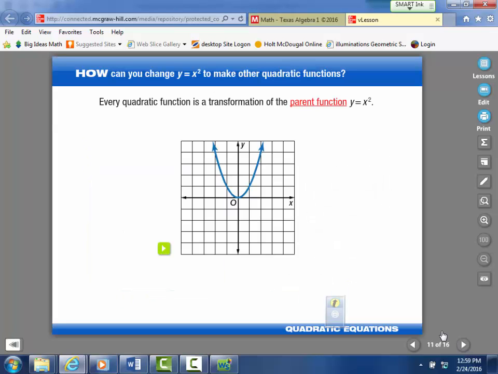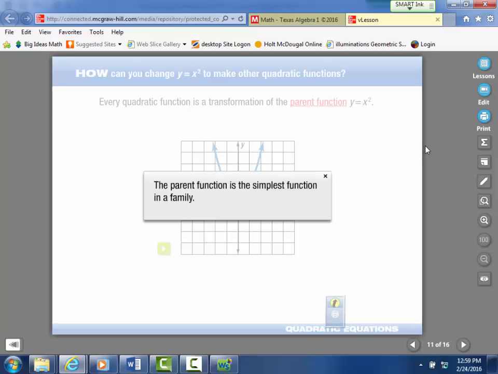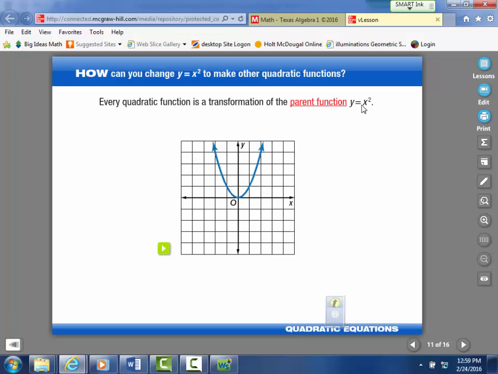Okay, how can you change y equals x squared to make other quadratic functions? All right, so y equals x squared is called the parent function. A parent function is the simplest function in a family. Okay, for the linear family, that was y equals x. For the quadratic family, that is going to be y equals x squared. Okay, so the parent function is y equals x squared, and this is the way the graph looks. Okay, and so every quadratic is just a transformation of that.